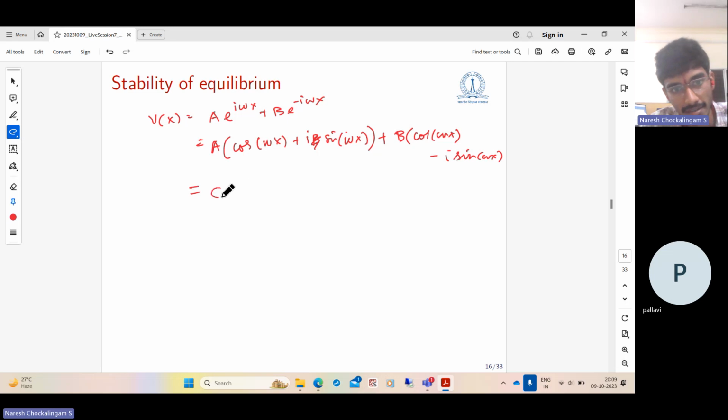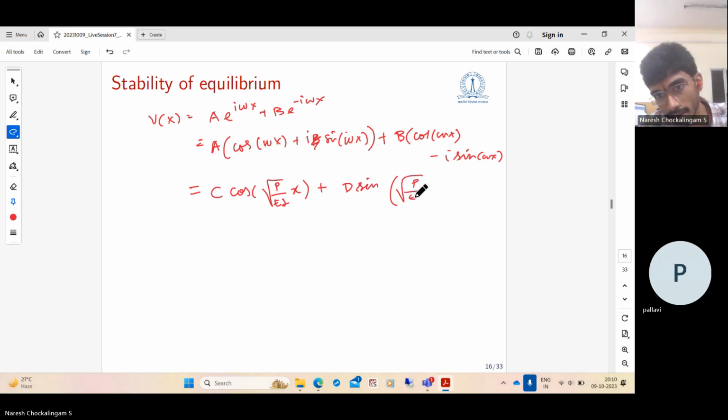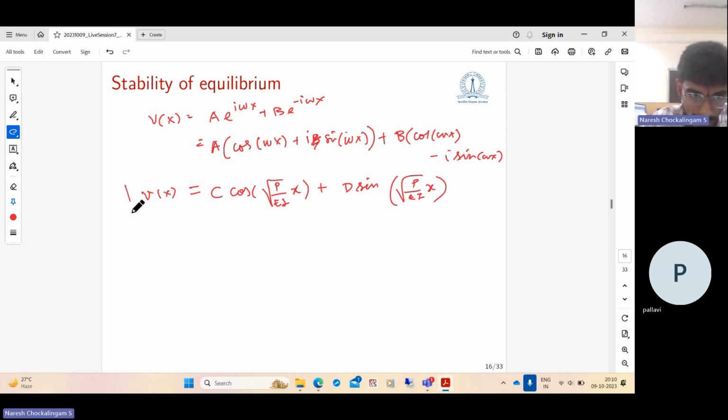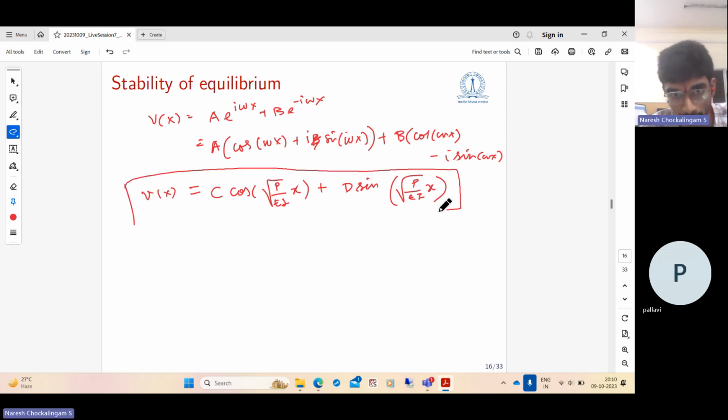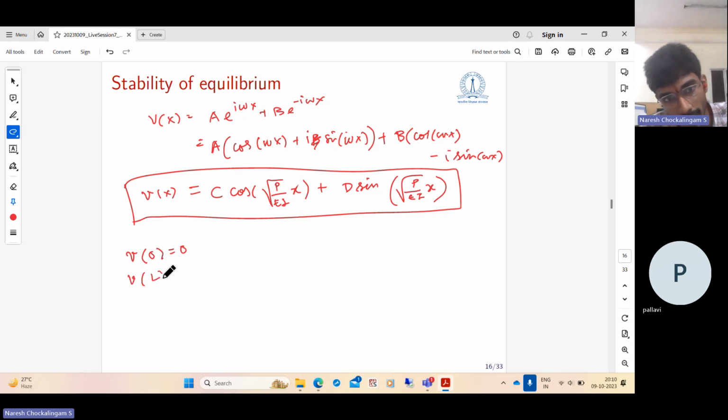So you get it as C cos omega x plus D sin omega x, where omega is root P by EI. So this is V of x for which the equilibrium is stable, neutral. And what are the boundary conditions? We know V of 0 is equal to 0 and V of L is equal to 0.